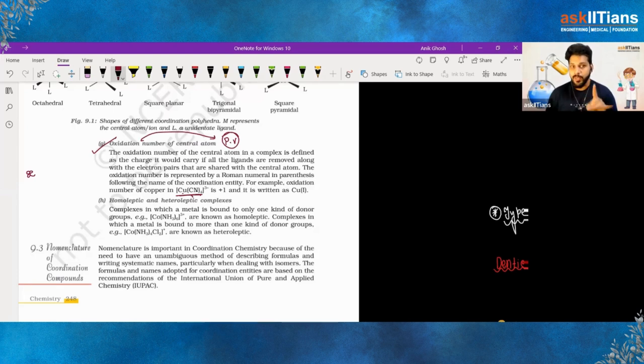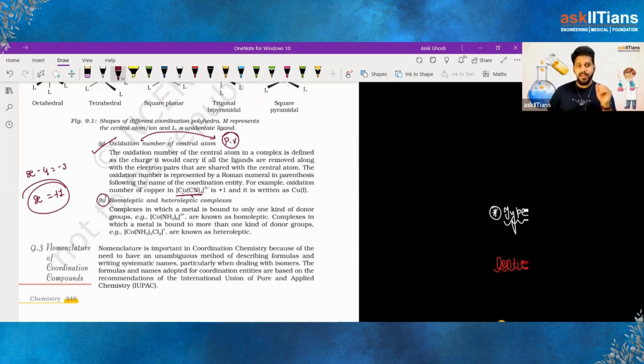Cyanide is -1, so -4. Overall charge on the complex is -3, so write it -3. X is coming as +1. That's the right answer. Correct? Simple. Okay, now about one thing: homoleptic and heteroleptic complexes.